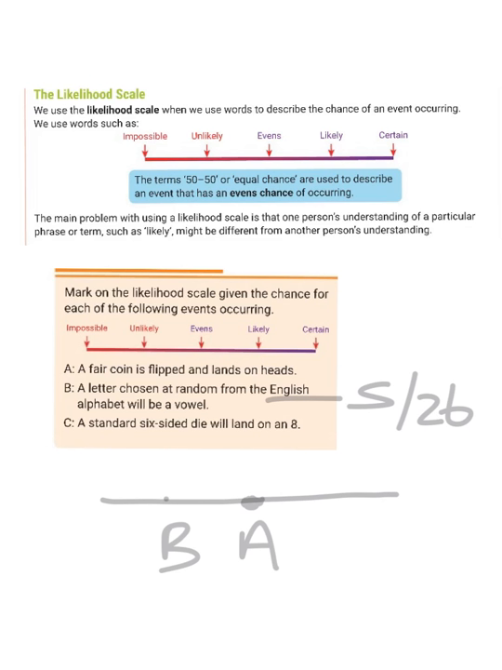The next one they want you to write in is a standard 6-sided die landing on an 8. Well, you know that the outcomes on a die can only be 1, 2, 3, 4, 5 and 6. So you cannot get an 8. An 8 is impossible, so we mark in C as impossible. So that's marking in a scale where you have impossible, unlikely, evens, likely and certain.